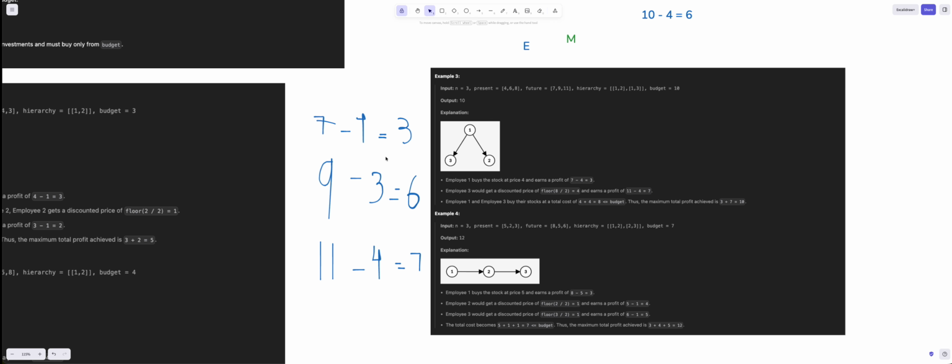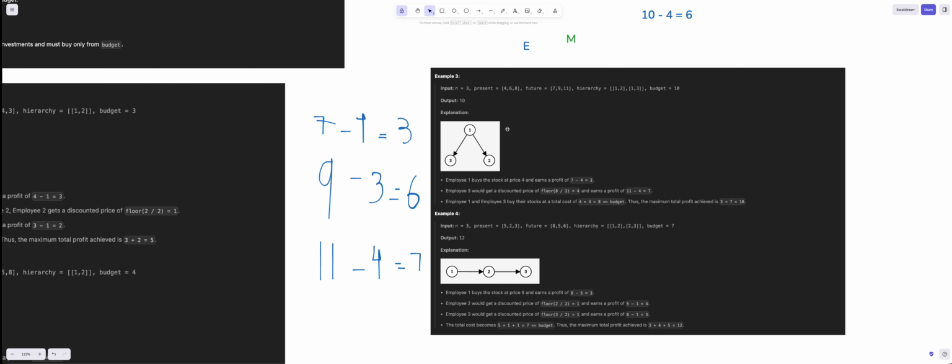Okay, let's consider that we only buy for the first employee, which is the manager, at the full price and then sell it back. So that is a profit of 3. And then since we only allowed the employee to buy with the discount.